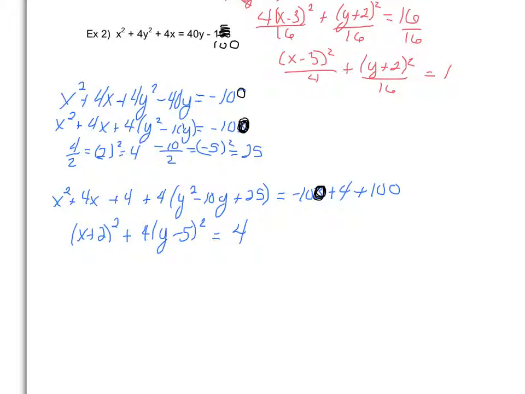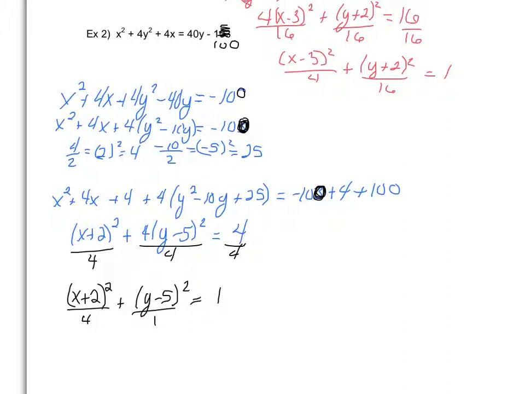And then I do get that 4, and then I can divide both sides by 4 to give me that ellipse that is equal to 1, giving me a final equation. If I wanted to, I could put this over 1 just so it gets that look of an ellipse. And here is my equation for my ellipse.